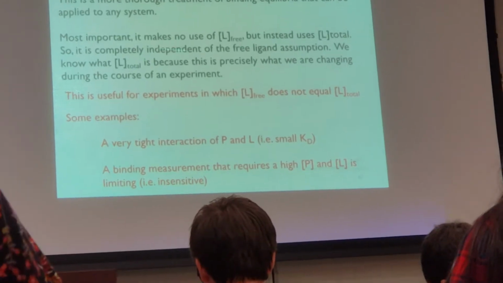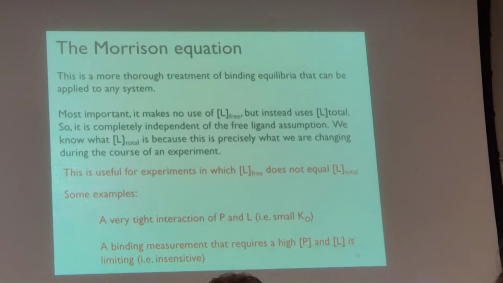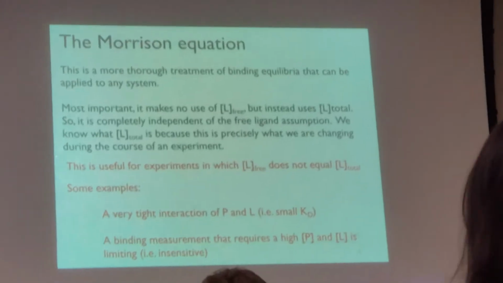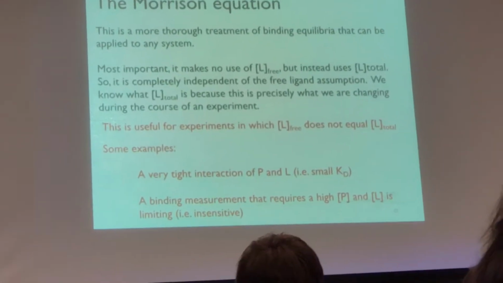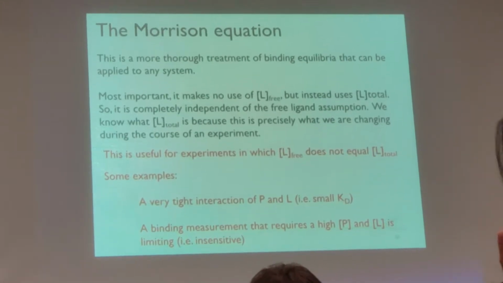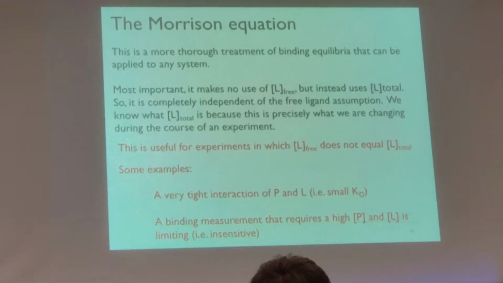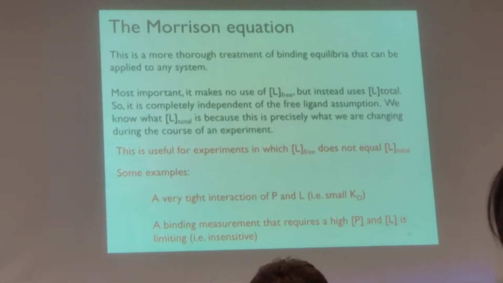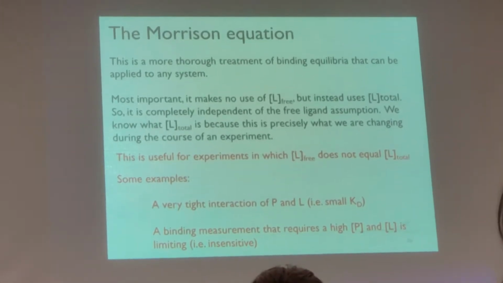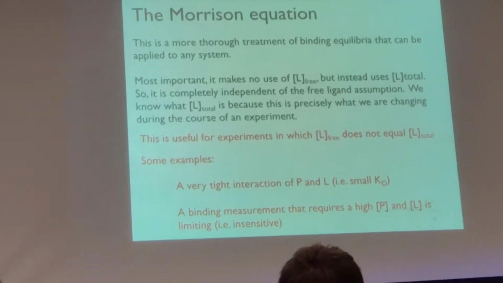All right, so what's the important thing about it? The important thing is I don't need to know anything about how much of my ligand is in the free ligand state. When we look at the equation, notice that you won't see L's by themselves. You won't see that at all. So it's completely independent of the free ligand assumption. That's the beauty of the derivation of it. Experimentally, I know L total, because when I do an experiment, I hopefully know the concentration of what I'm adding. All right, so it's useful.